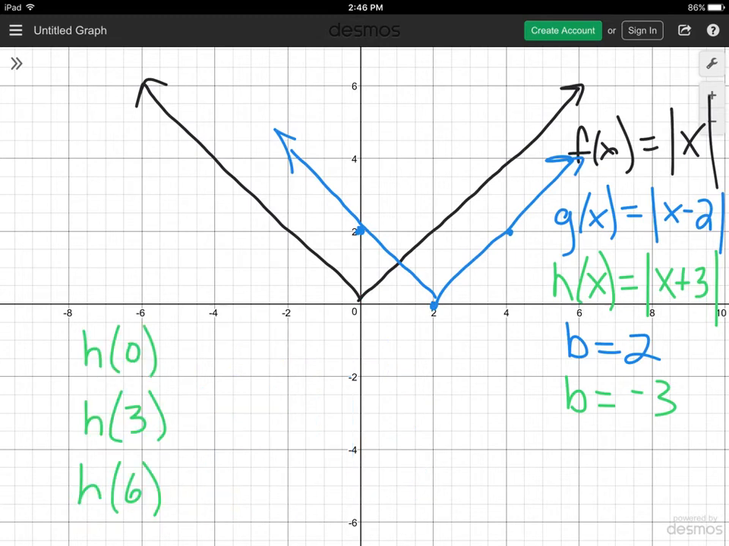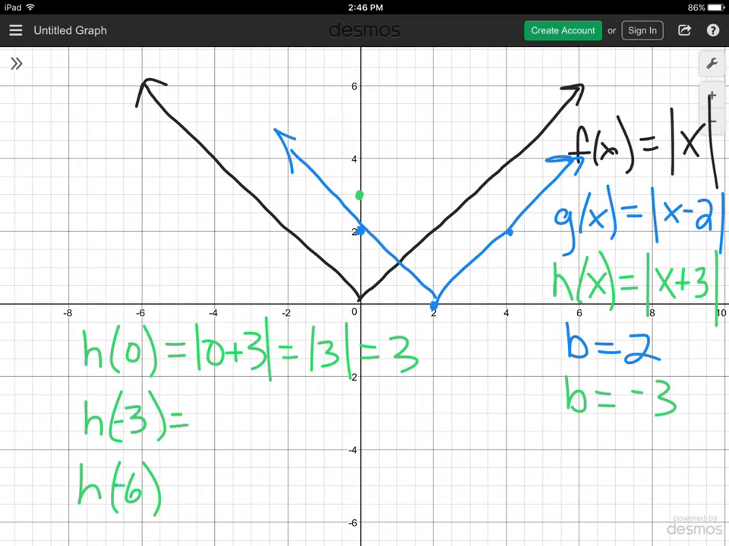Okay, so let's move on to the h function, and I've got 3 numbers that we're going to put in and see what happens. So when the input is 0, it's the absolute value of 0 plus 3, which is the absolute value of 3, which is 3. So when the input was 0, the output was 3. Let's move on to negative 3 and negative 6, sorry.